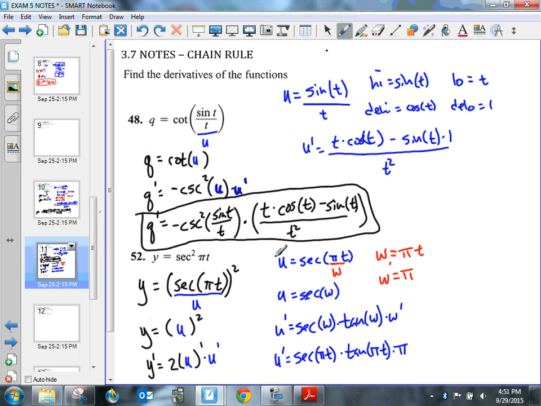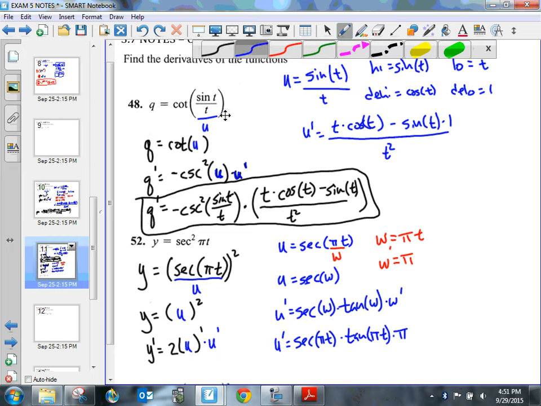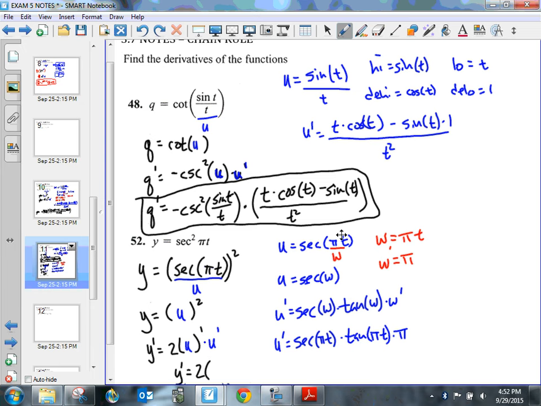Now I've got to chain the u and the u prime back into my original one. So here's what I've got. I end up getting y prime is equal to 2 times u. Well, u is just secant of pi t. So secant of pi times t, that to the first, and then multiply that by u prime. So that's secant of pi t, and then times tangent of pi times t, and then times pi. And that's it. That's all I need to do. So this is my derivative. Much simpler than what we had.